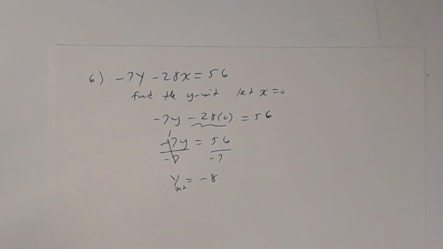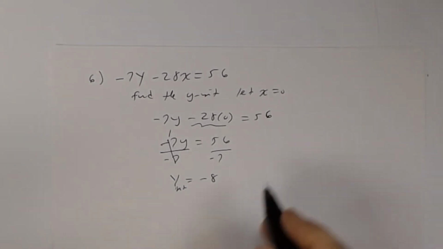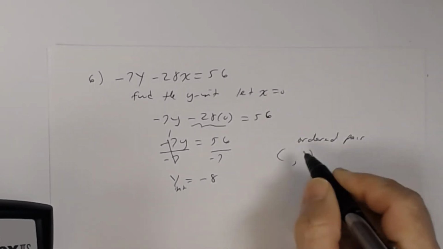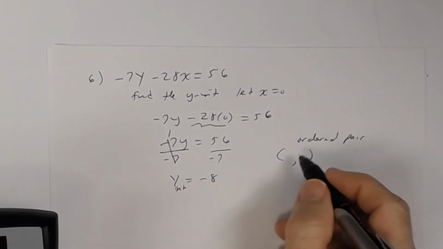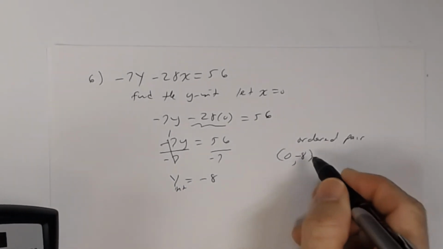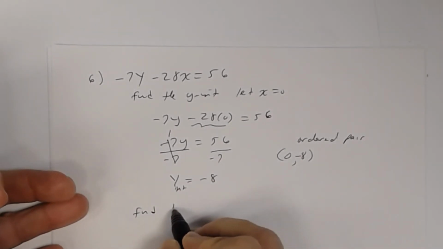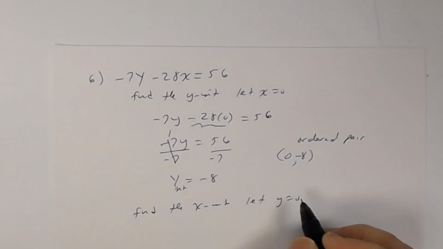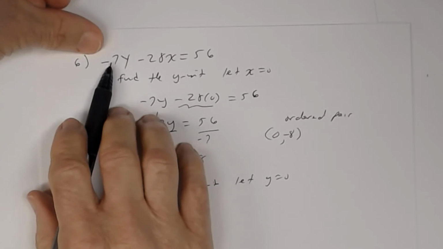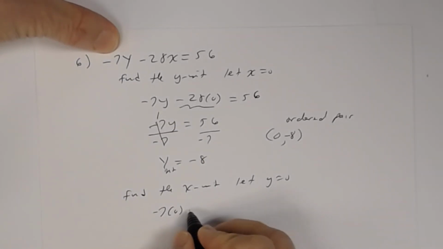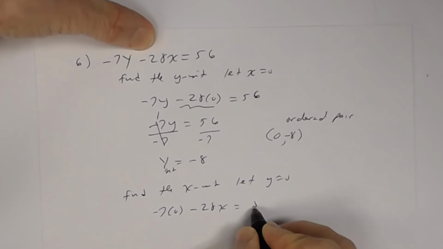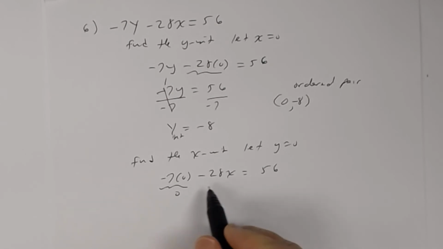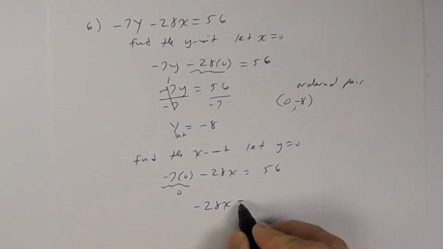Now, sometimes they ask you to write this as an ordered pair. As an ordered pair, the x-coordinate is first. The x-coordinate was 0, and the y-coordinate is negative 8. All right. Now, to find the x-intercept, this time you're going to let y equal 0. So if I let y equal 0, I get negative 7 times 0, minus 28x equal 56. Negative 7 times 0 is 0, so 0 minus 28x is negative 28x equal 56.